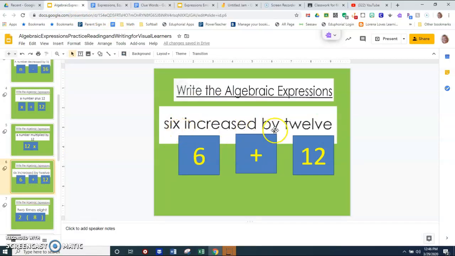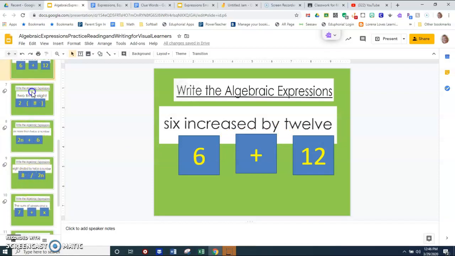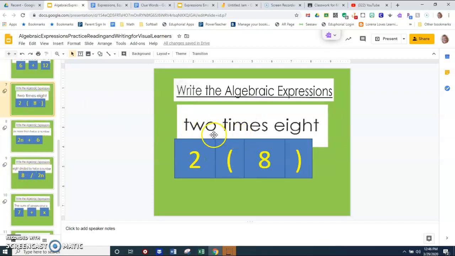6 increased by 12. Notice this one does not have any variables. It is just the number 6 increased by 12. Again, no variables. 2 times 8.